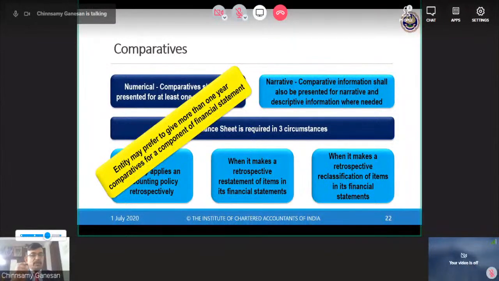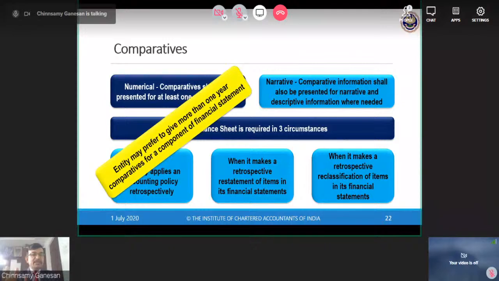But interestingly, what the comparative paragraph says is, suppose an entity wanted to give only a balance sheet for the third period, it need not give the comparative for the other components. That is exactly what it says, that other components of the financial statement may contain only 1 year comparative.